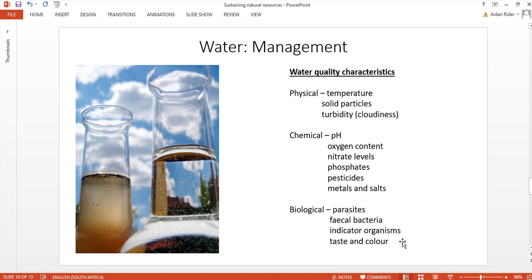And lastly is your taste and color. You can see the color is brown, orange. This one is clear. So based on the color, this one would be the better quality water. And also the taste. You don't want muddy tasting water.